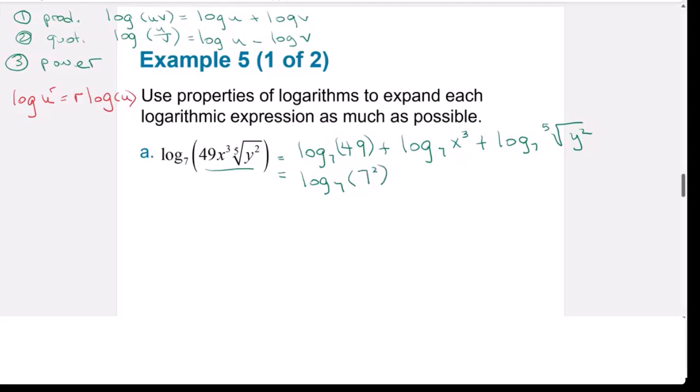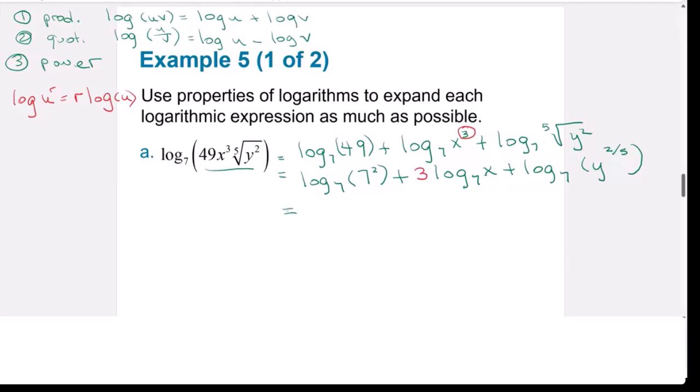So whenever you look at a number, you always want to see, is there some exponent that makes that work? And we found one. And then for the second one, I'm going to use the power rule because I have that exponent. So I'm going to bring that around to the front, and then I just have log base 7 of x. Plus, again, log base 7, and I'm going to use my rule for radicals. This is the same as y to the 2/5. And if you don't know how I got that, go back to the previous slide and look at the rule for radicals.